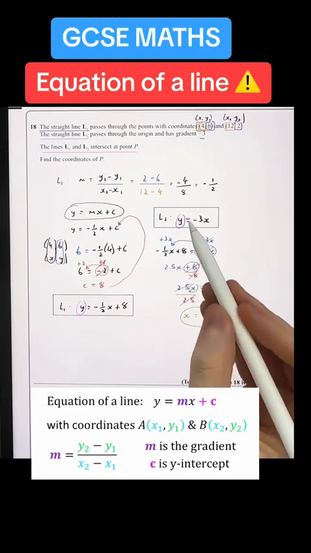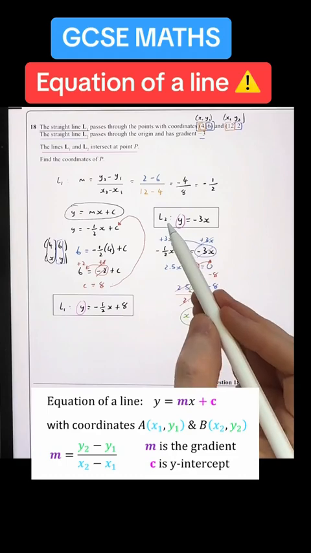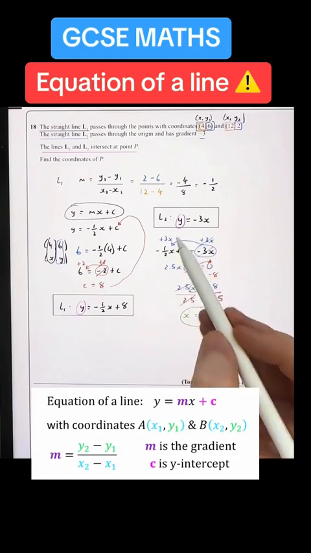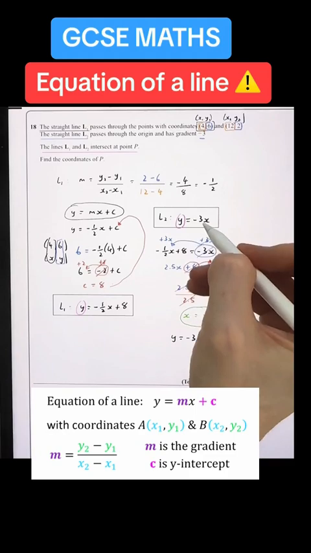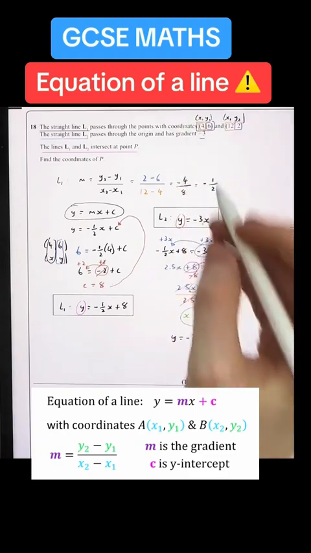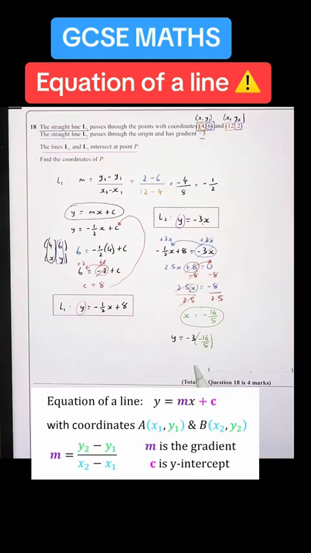I need to substitute back into either of my 2 lines to find my corresponding value for y. I'm going to substitute back into L2 as it's the easiest. So on the left-hand side, I'm left with y. I know y equals negative 3 lots of x, which means negative 3 multiplied by x. I know what x is now: x is negative 16 over 5. And negative 3 multiplied by negative 16 over 5 gives my value for y to be 48 over 5.